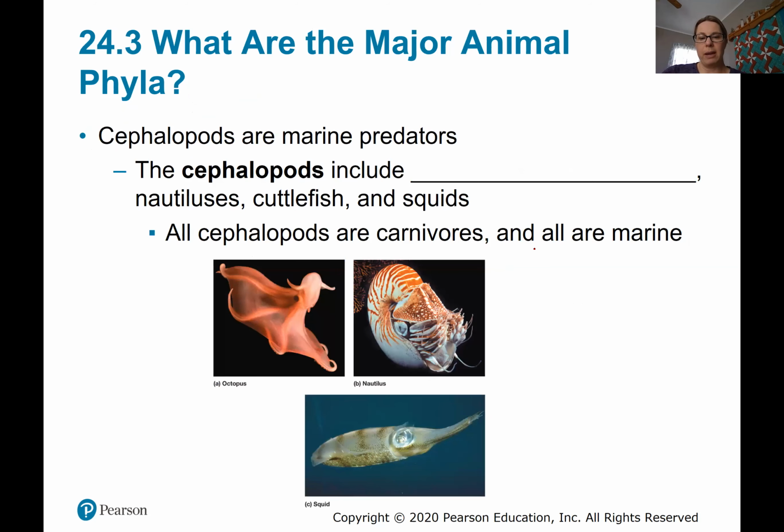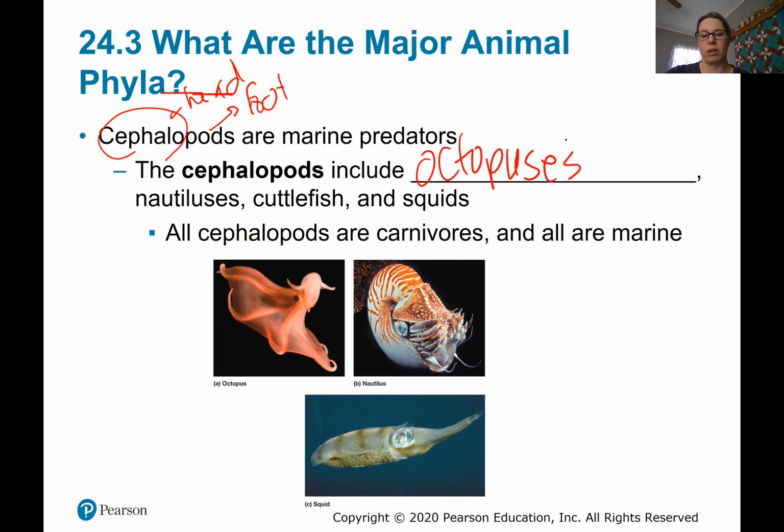Cephalopods are the third type of mollusk that we're going to talk about. Cephalo means head. And then pod, again, means foot. So cephalopod literally means head foot. And these are going to be things like octopuses, squids, cuttlefish, nautiluses. And basically their head is their quote unquote foot. All cephalopods are carnivores and they all live in the ocean.